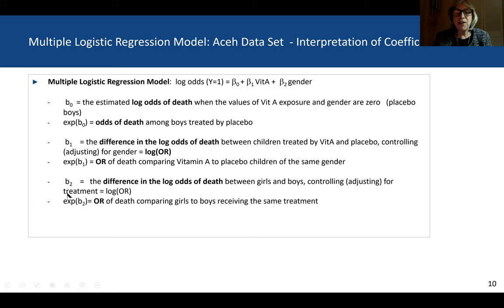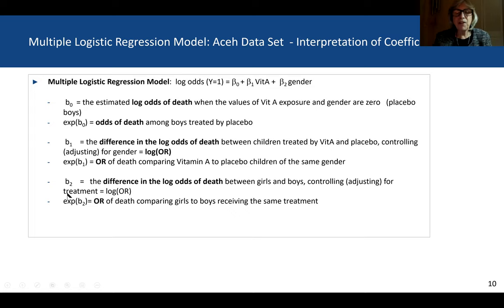The p-value is not statistically significant. It equals 0.052. The way we would get the odds ratio would be by exponentiating negative 0.51 to give us the odds ratio of death comparing vitamin A to placebo.